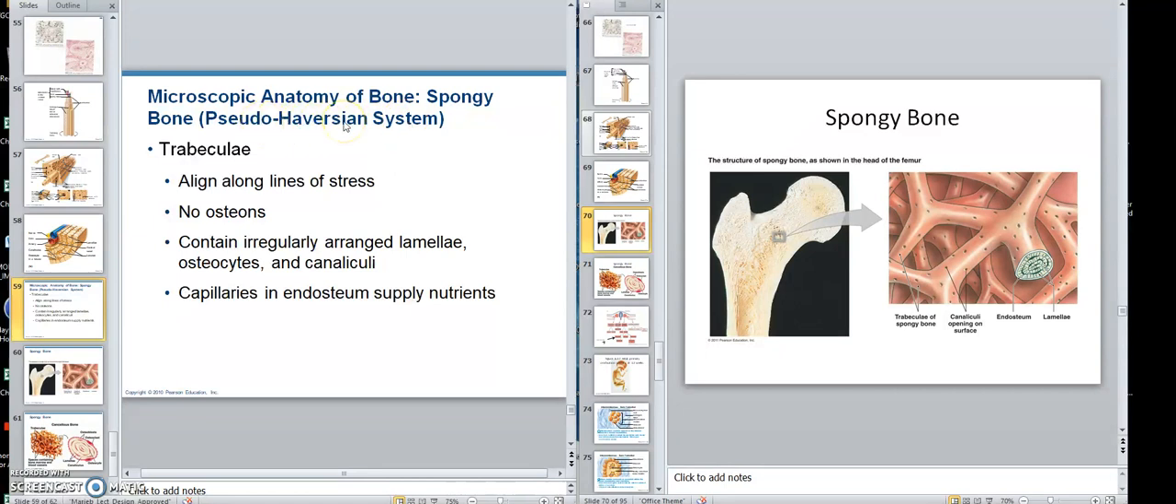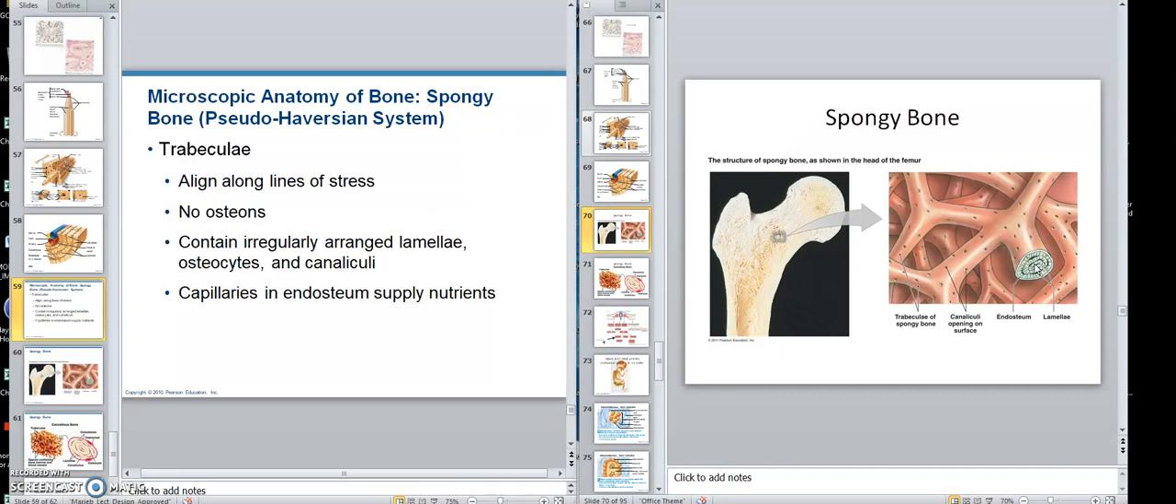Pseudo means you do not have to have all the components of the true haversian system. Let me say it again. You do not have to have all the components of the true haversian system, because the blood vessels can get into the interstices between here. Therefore, cells in these lacunae are not that far away from a blood supply.